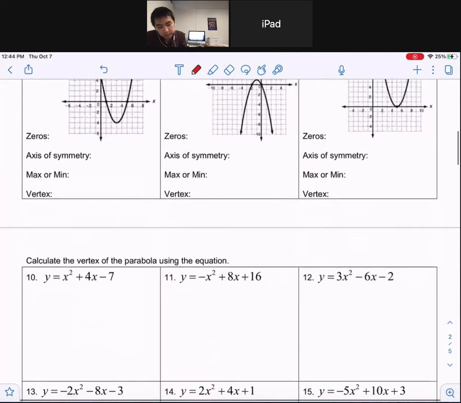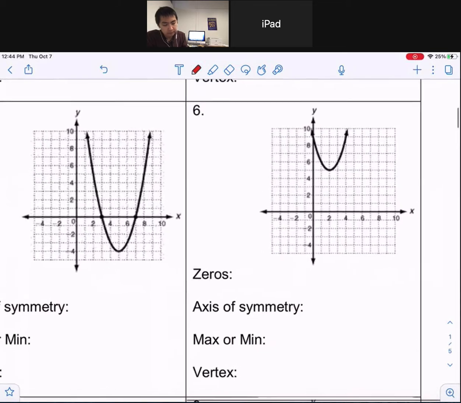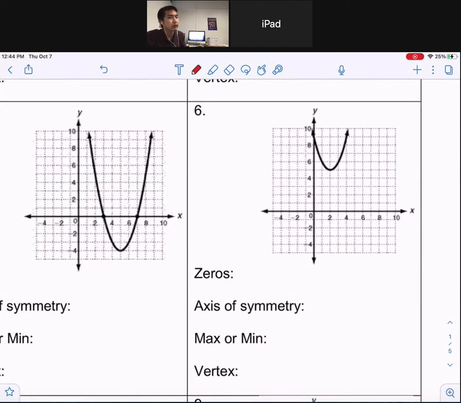I'm going to go over numbers 1, 6, 8, 10, 13, and 16. Number 6. So your zeros, x-intercepts: do you see where the graph crosses the x-axis? I don't, so there are none. Axis of symmetry: it's where the graph gets split in half. That's located at, remember, its equation, x equals 2. Max or min: this is a minimum, because look, there's the lowest point right there. Vertex: it's located right there, which is 2, 5.